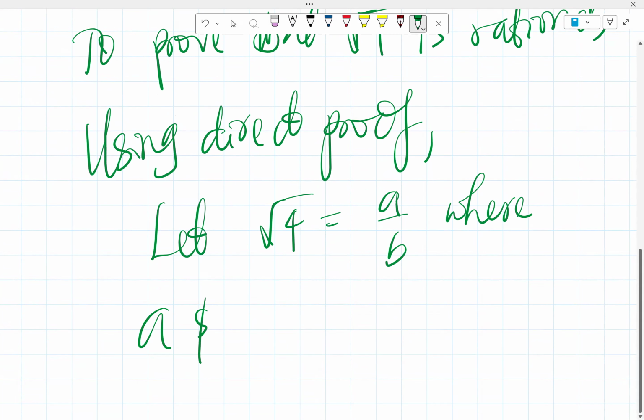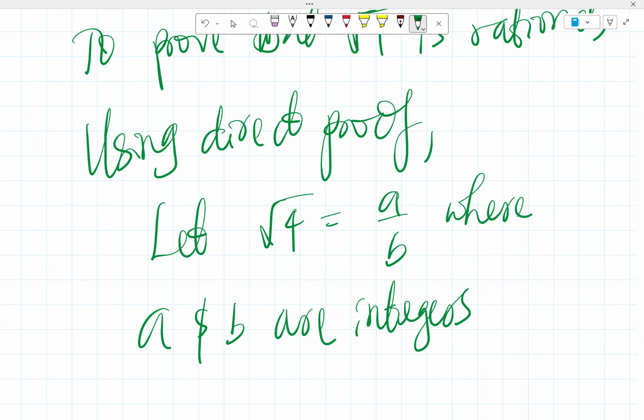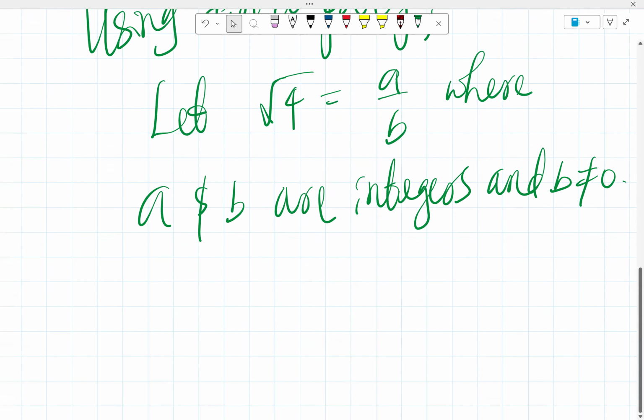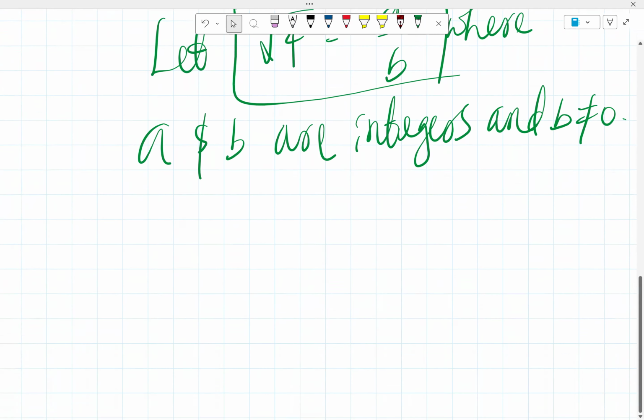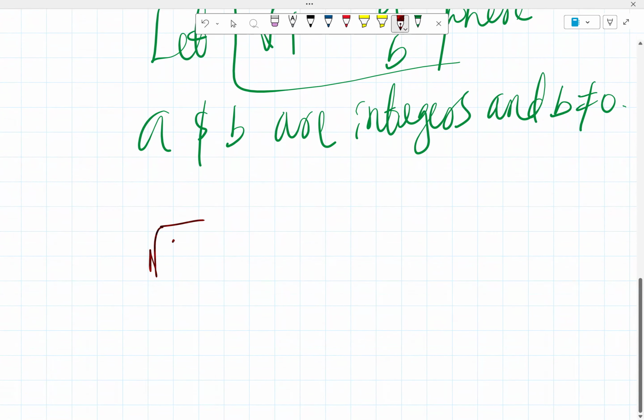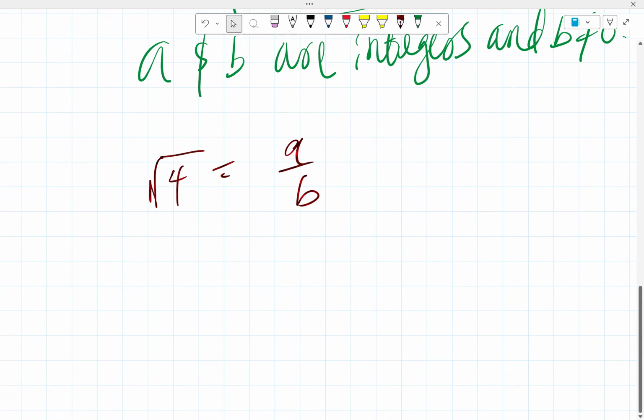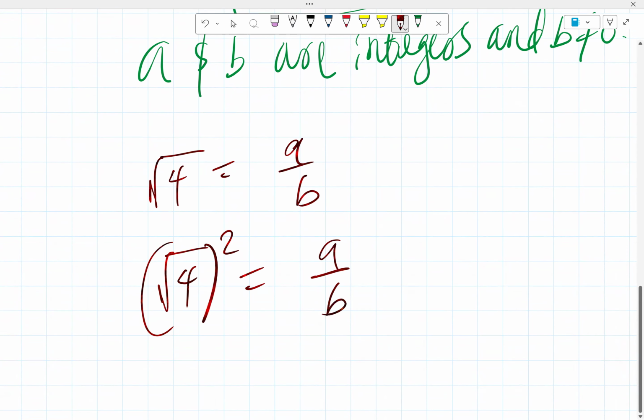a and b are integers, and b is not equal to 0, because that will not make sense if b is 0. Okay, so with that in place, we have that the square root of 4 equals a over b. Then to remove the roots, we square both sides, right? So the square root of 4 squared equals a over b all squared.